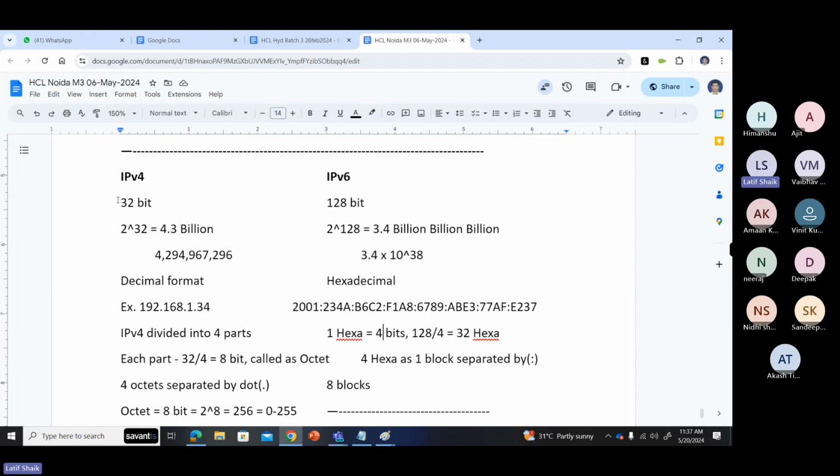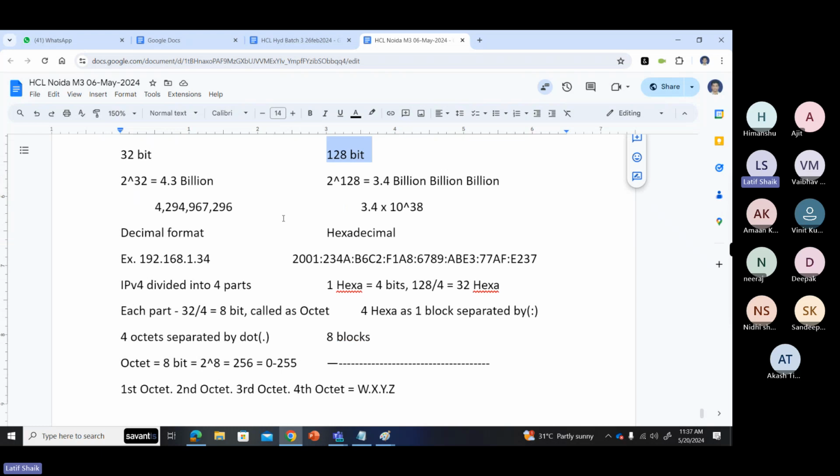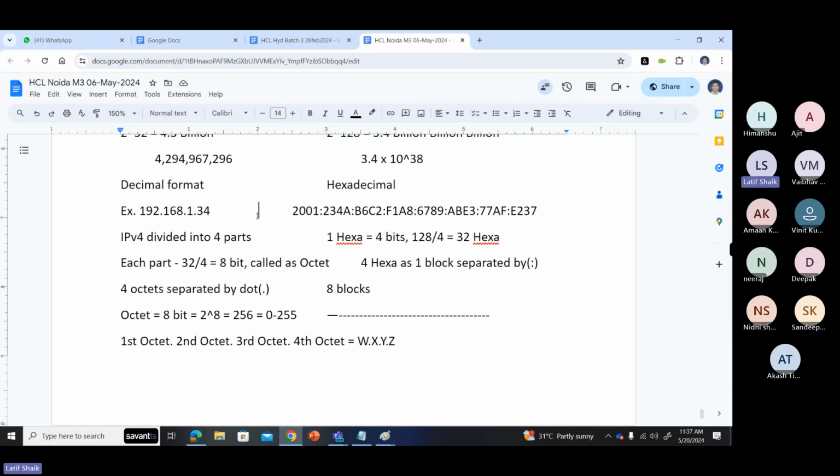So guys, again, IPv4 is 32-bit, IPv6 is 128-bit. IPv4 is 2 to the power of 32, 4.3 billion IP addresses, and with IPv6 we are getting 3.4 billions of IP addresses. IPv4 is represented in decimal format, IPv6 in hexadecimal format. IPv4 example is 192.168.1.34.